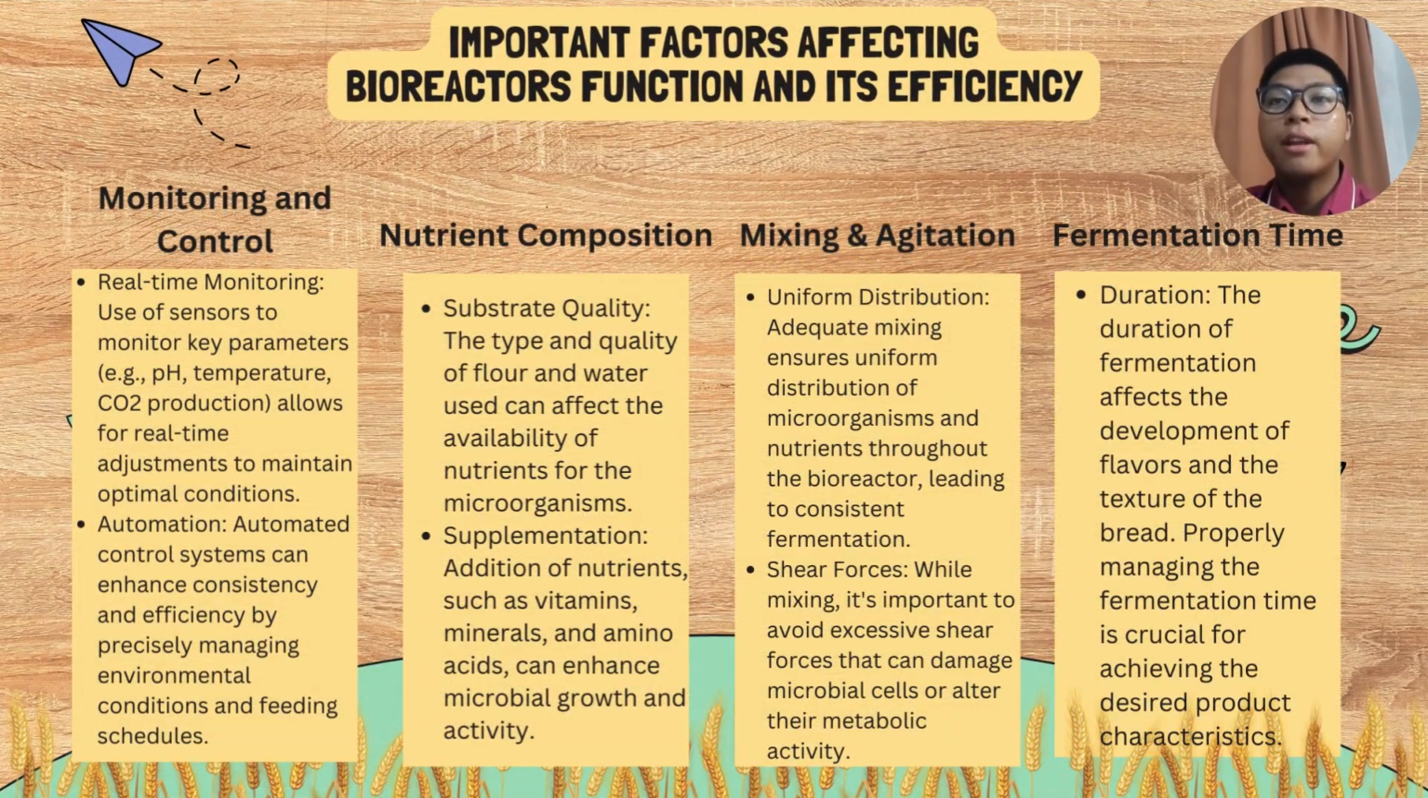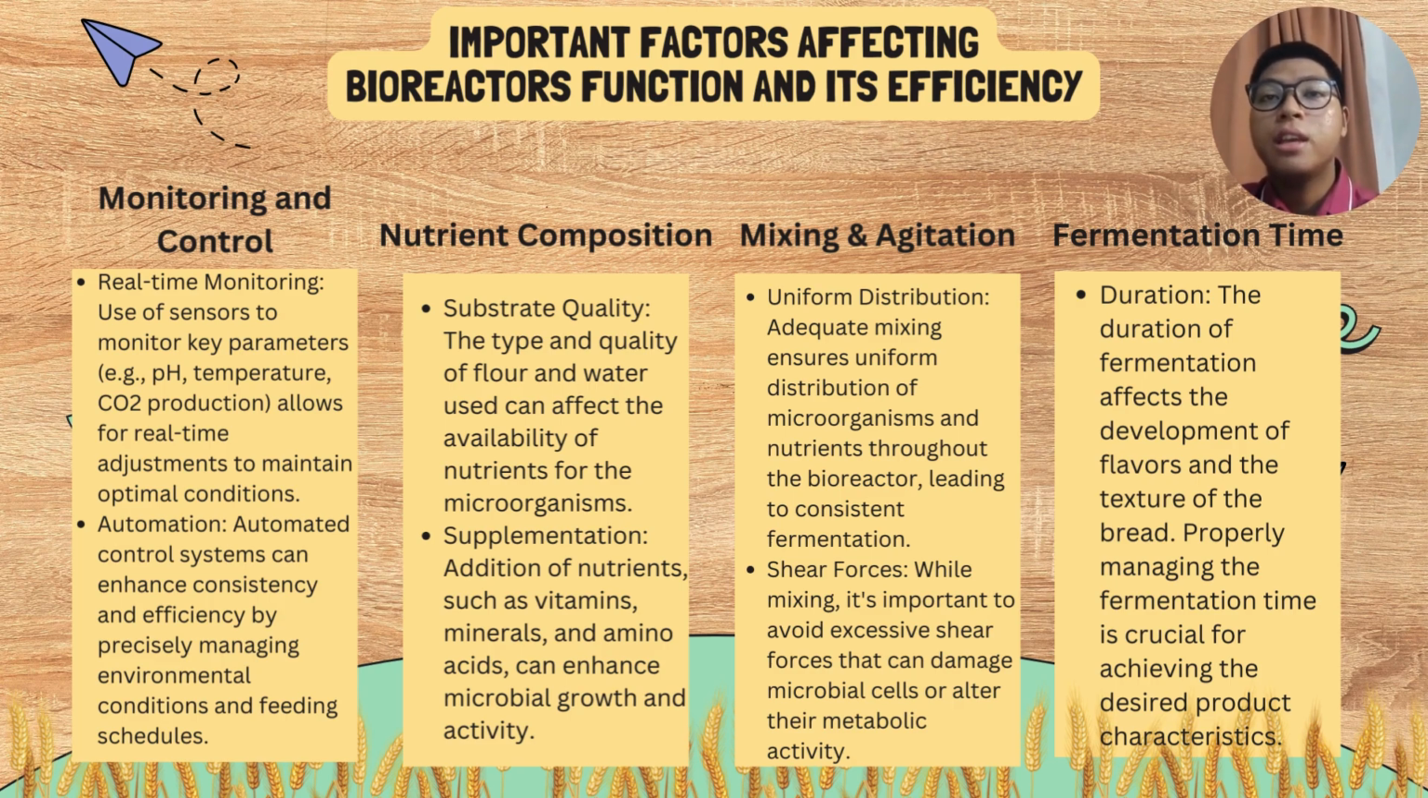The next is important factors affecting bioreactor function and its efficiency. So the first factor is monitoring and control, which is divided into two, which is real-time monitoring and automation. So for real-time monitoring, use of sensors to monitor key parameters, for example, like pH, temperature, and so on, allows for real-time adjustment to maintain the optimal condition. For automation, an automated control system can enhance consistency and efficiency by precisely managing environmental conditions and feeding schedule.